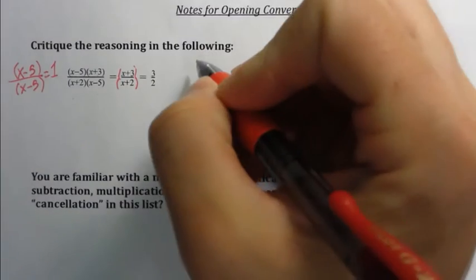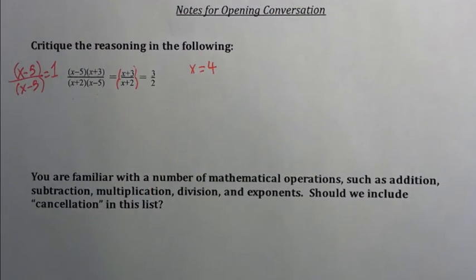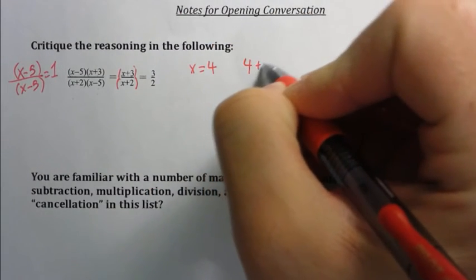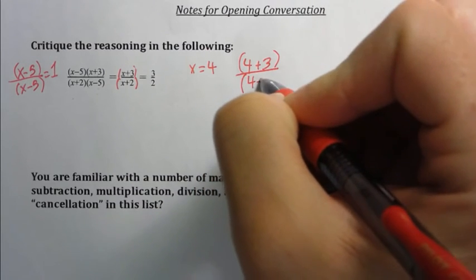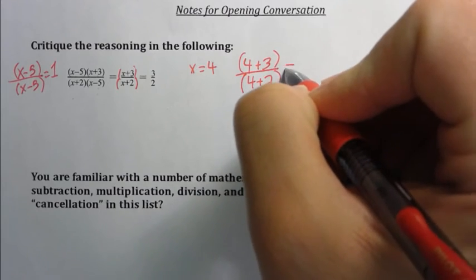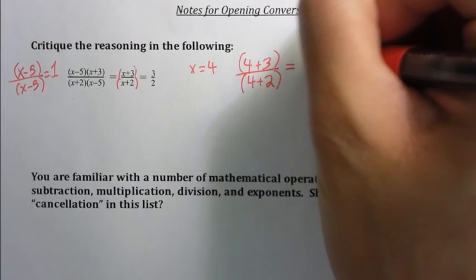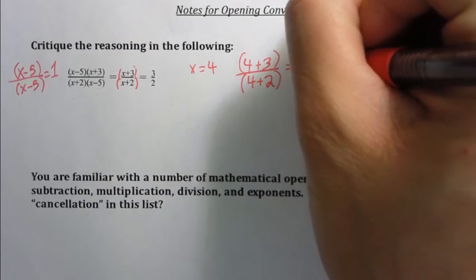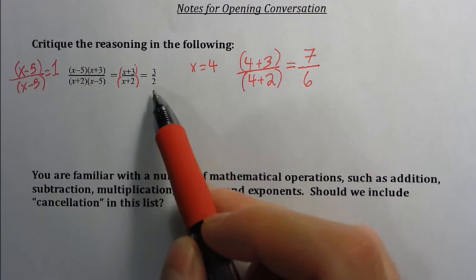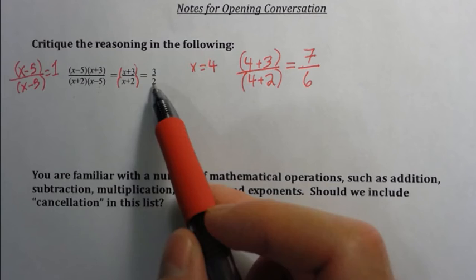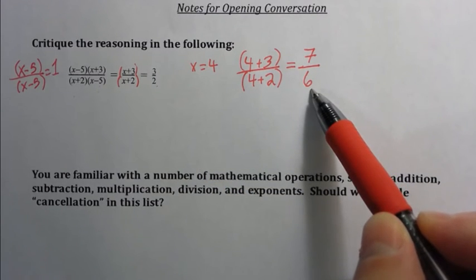So let's say that x was equal to 4, and we would be doing 4 plus 3 on the top, and 4 plus 2 on the bottom. And so that would mean that we'd be doing 7 divided by 6. Now, we saw in the first work that the x's are supposed to go away, and the whole thing has to equal 3 halves. But over here, we have a situation where it equals 7 over 6.